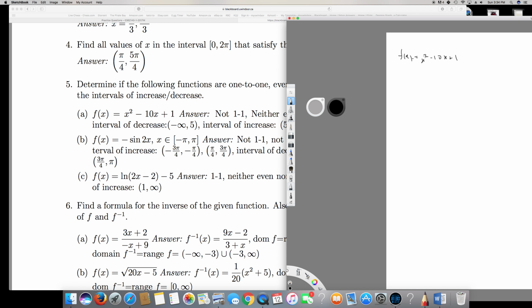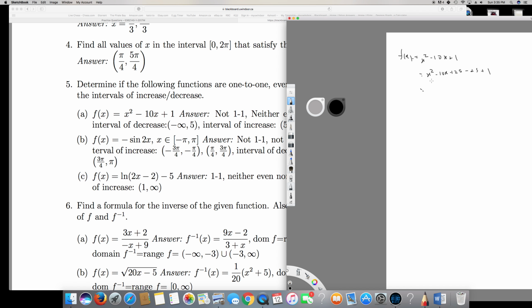Since they have given x square minus 10x plus 1, whatever the x coefficient is, here it's 10, I just divide it by 2 and square it. If you divide 10 by 2, it's going to be 5. 5 square is 25. So what you have to do is add 25 and subtract 25. So x square minus 10x plus 25 and minus 25 plus 1.